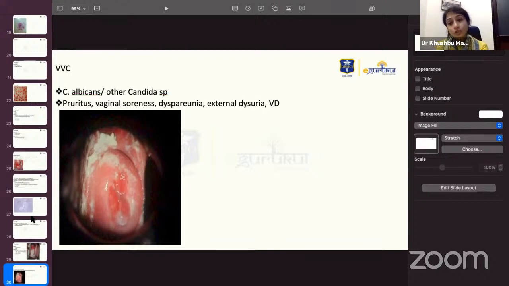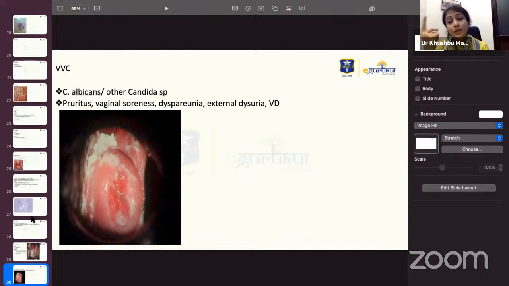Then what is the kind of discharge? Again, very, very characteristic. Here, my discharge is cheesy. It is thick. It is very, very white. It is thick, white discharge, which has a very cheesy consistency. So the patient tells you that there is a cottage cheese consistency, there is thick, whitish discharge, and this discharge usually flares up pre-menstrually.